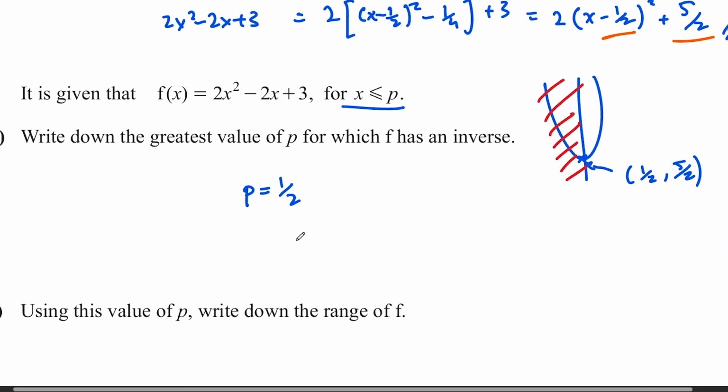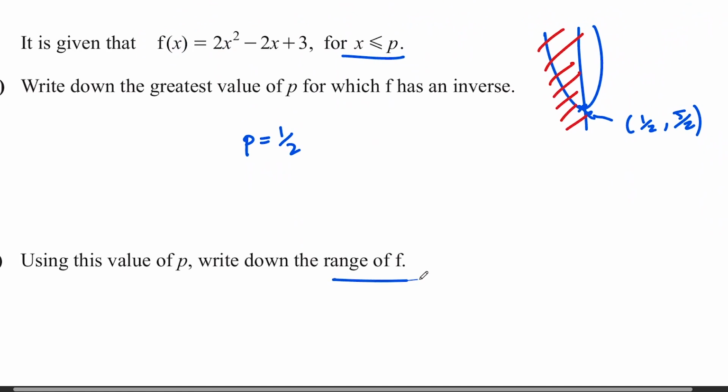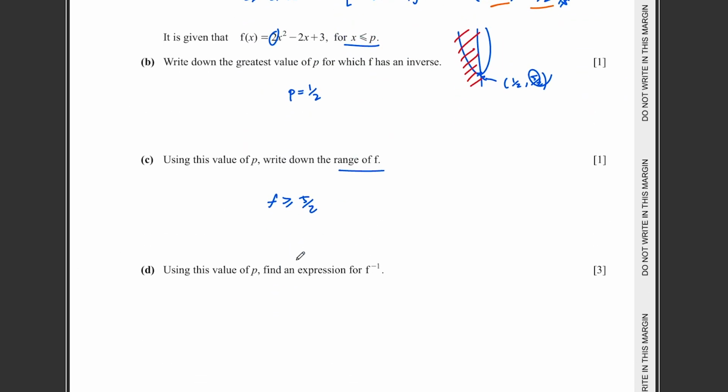And using this value of p, find the range of f. Now for the range, we are looking at the y value. This quadratic is a smiley face. The coefficient of x squared is positive, so it will have a minimum point, and all the values of f will be greater than the minimum point. So f will be greater than or equal to 5/2. That will be the range.